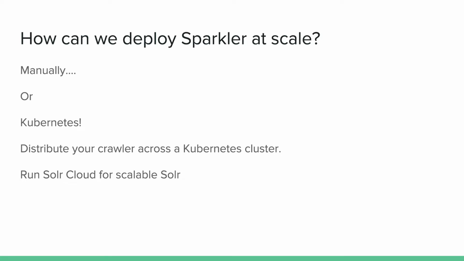So how can we deploy Sparkler at scale? What we're looking at in this tutorial is how to actually deploy Sparkler and leverage it in a way that's not just a single server instance. You could do it manually. There's nothing stopping you doing that. Or in this case, we're going to use the power and flexibility of Kubernetes to help you distribute the crawler across a Kubernetes cluster, run SolrCloud for a more scalable Solr deployment, and generally make it more production ready. So with all that being said, let's get on.